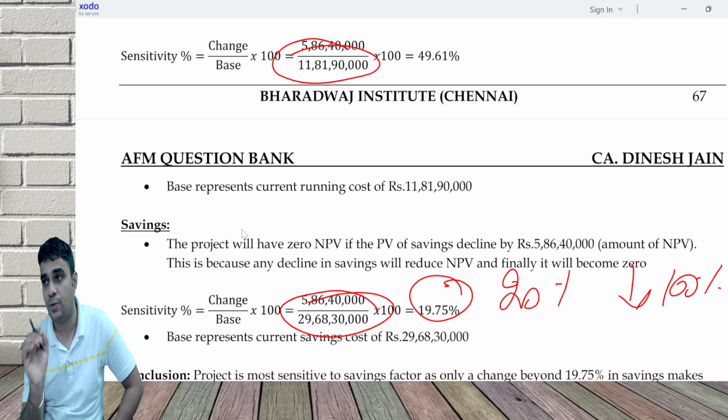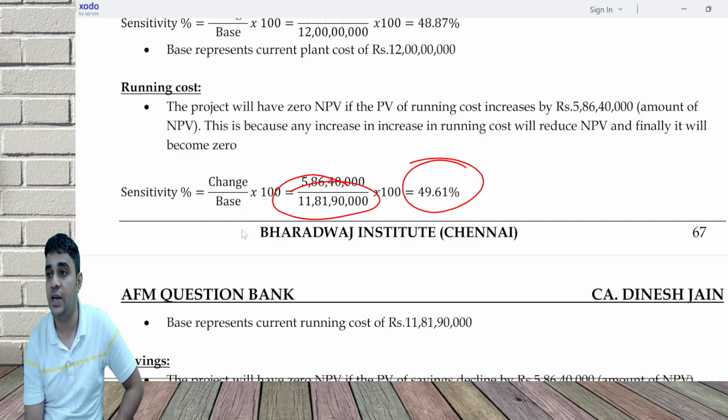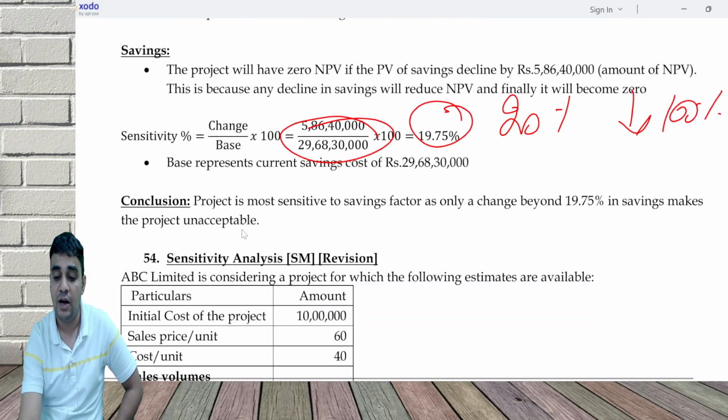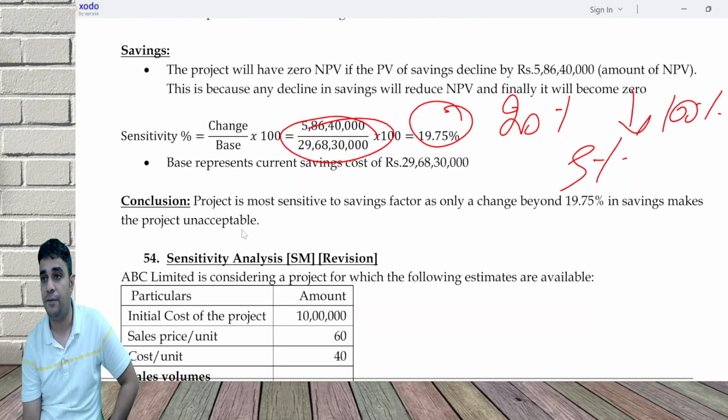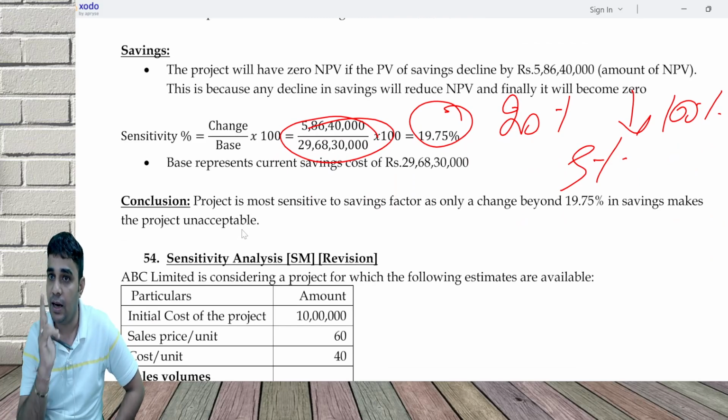That's why I use the word cushion, because there's a doubt which many students have kept on asking me. A 50% change in this will reduce NPV by 100%. So if you change 1% here, only a 2% impact on NPV. And if you change 1% here, a 5% impact on NPV. In approach 1, I find the impact on NPV. In approach 2, I find the cushion percentage of the base factor.